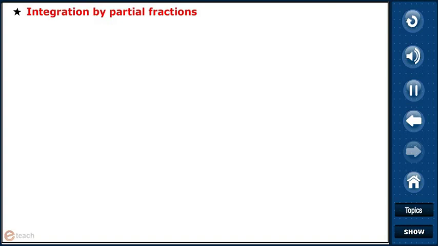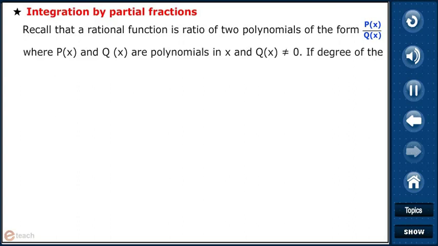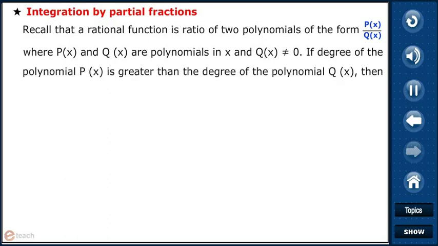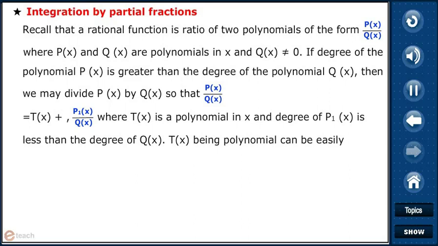Integration by partial fractions. Recall that a rational function is a ratio of two polynomials of the form p(x) divided by q(x), where p(x) and q(x) are polynomials in x and q(x) is not equal to 0. If the degree of the polynomial p(x) is greater than the degree of the polynomial q(x), then we may divide p(x) by q(x) so that p(x) by q(x) equals t(x) plus p1(x) divided by q(x), where t(x) is a polynomial in x and the degree of p1(x) is less than the degree of q(x).